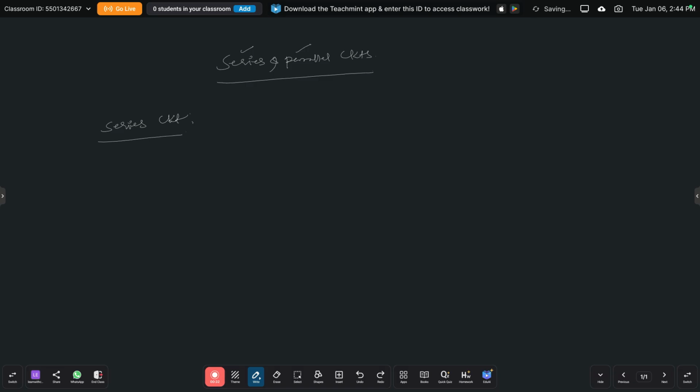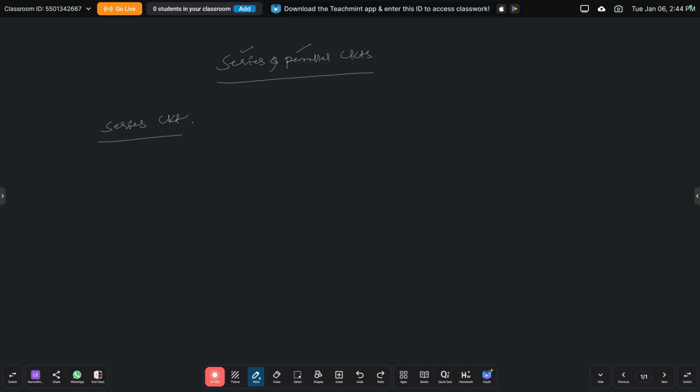Okay, so first, what is meant by a series circuit? Generally, a series circuit is one in which several resistances are connected one after another. Such a connection is called a series connection. Here we have to see how different elements of circuits are connected in series: resistors, inductors and capacitors. Then what is the formula to find the equivalent resistance, equivalent inductance and equivalent capacitance?